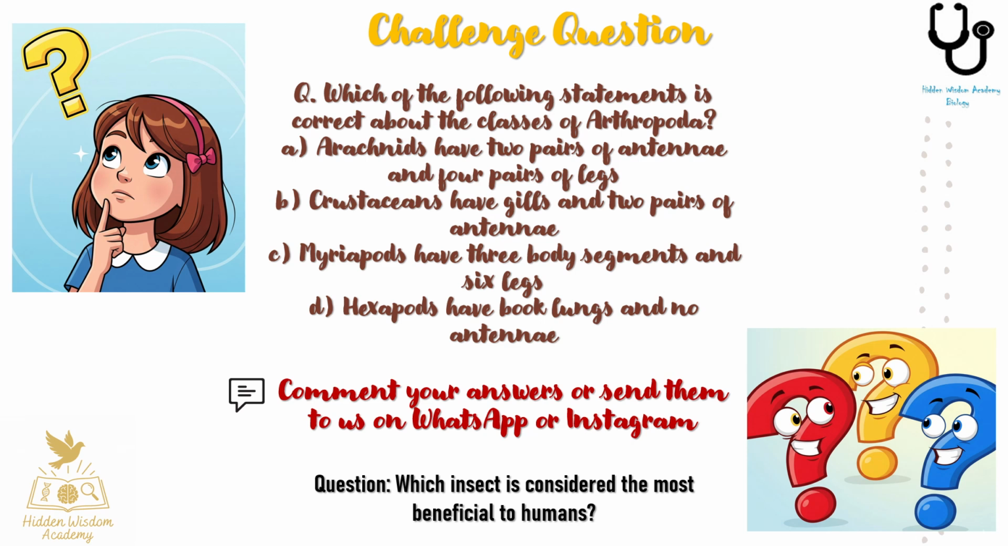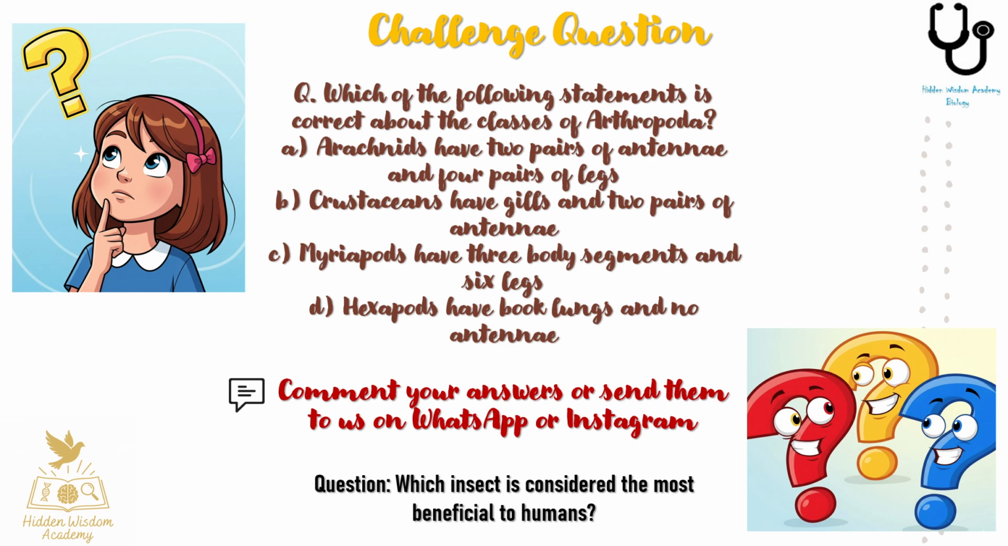Here's your another challenge question for today. Which of the following statements is correct about the classes of Arthropoda? Is it option A? Arachnids have 2 pairs of antennae and 4 pairs of legs. Is it option B? Crustaceans have gills and 2 pairs of antennae.